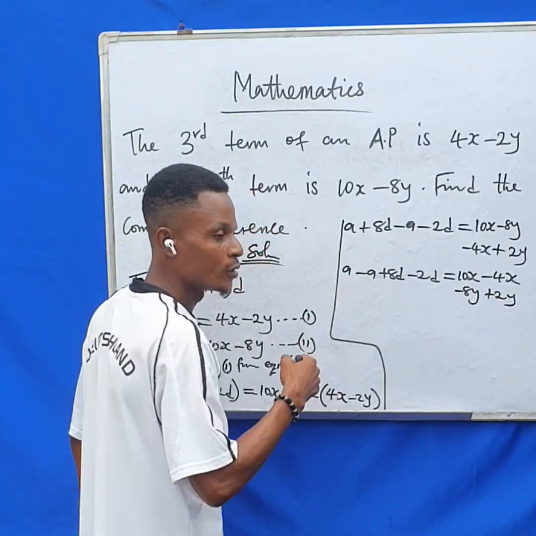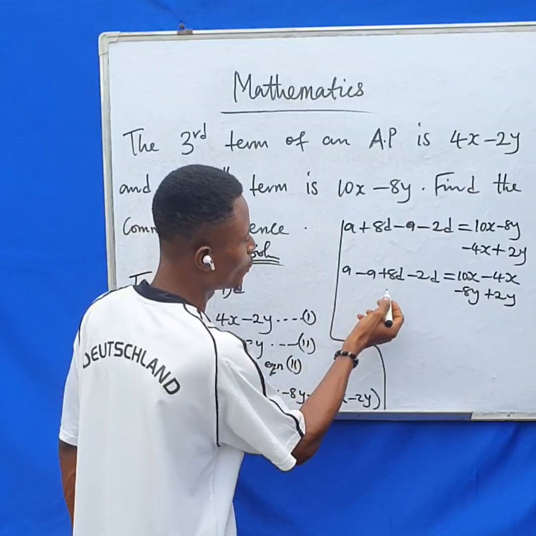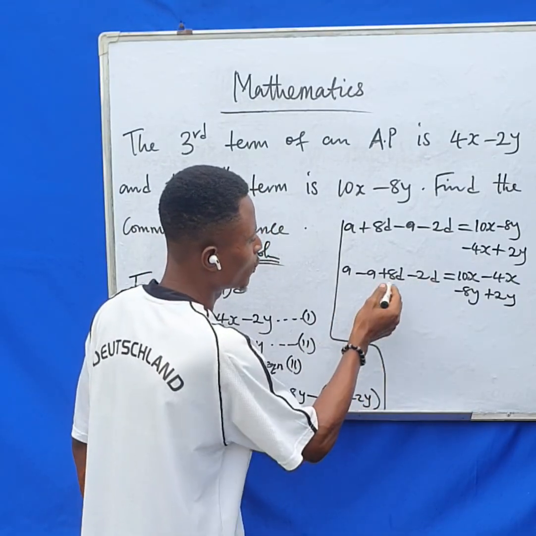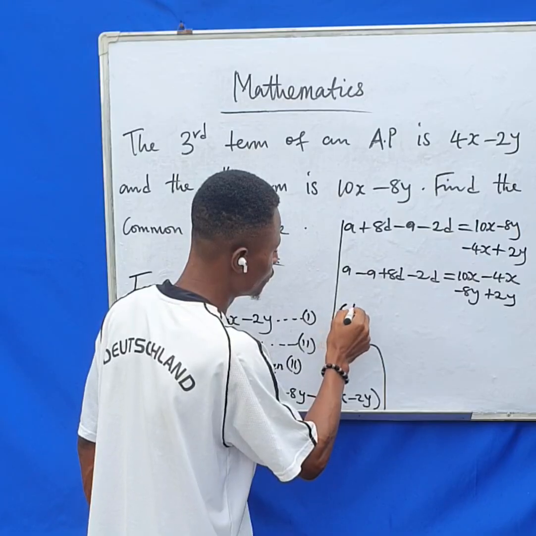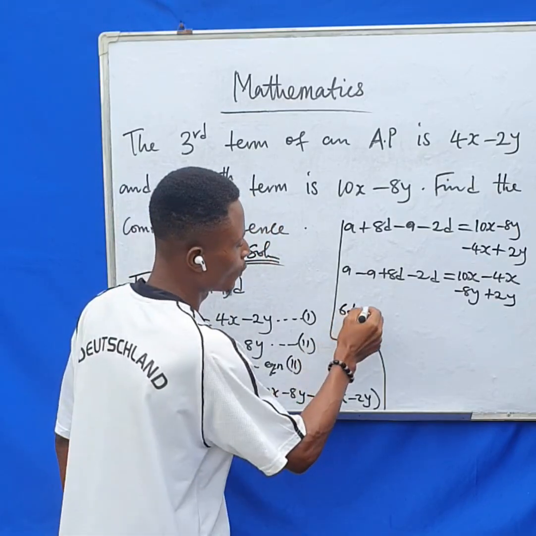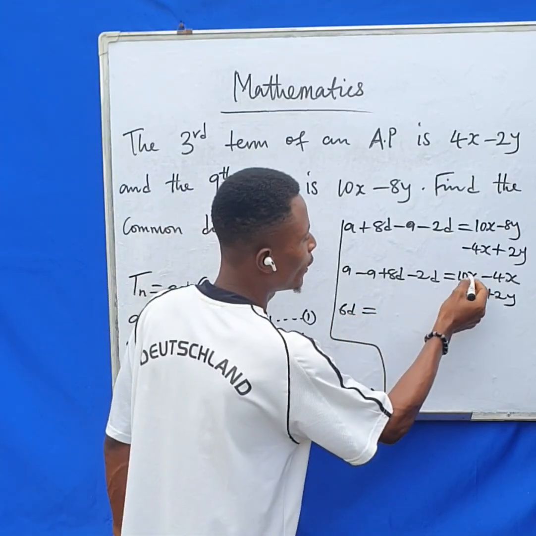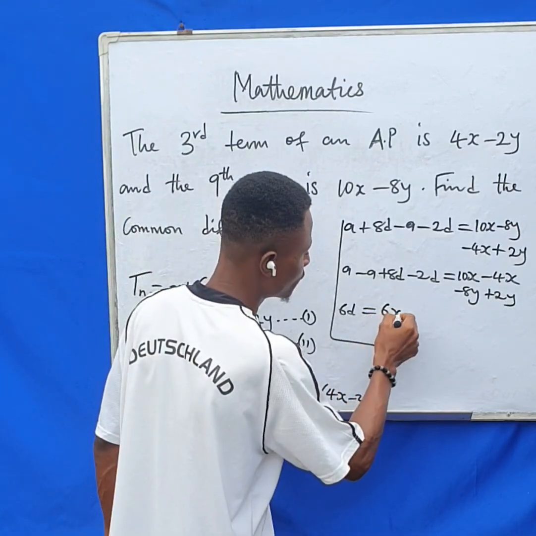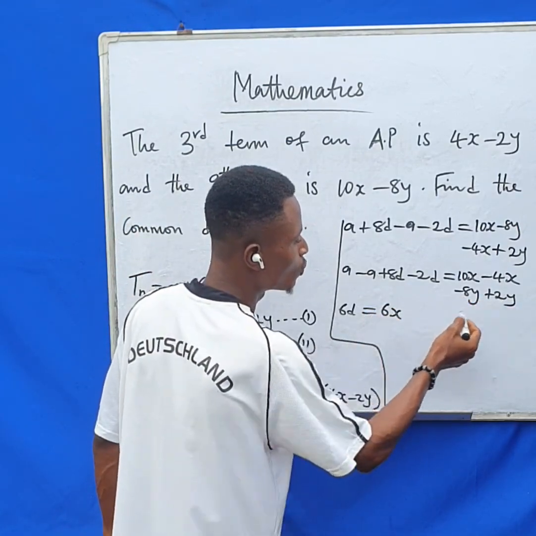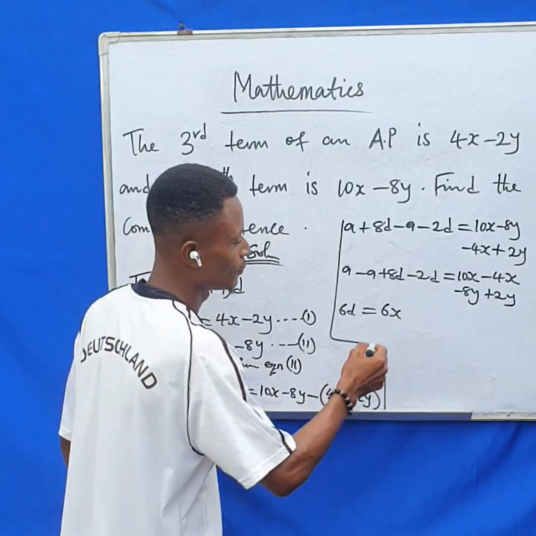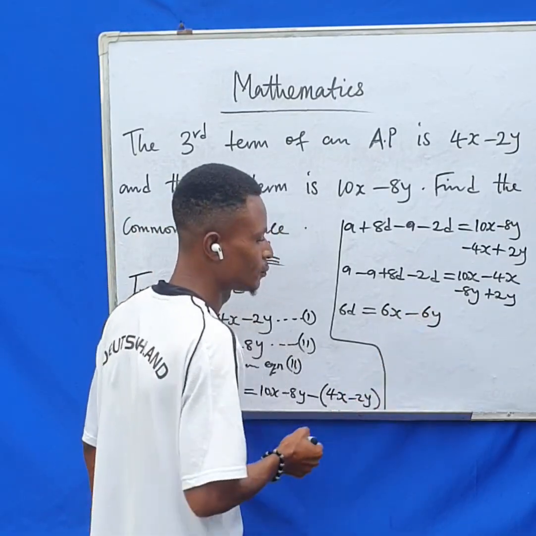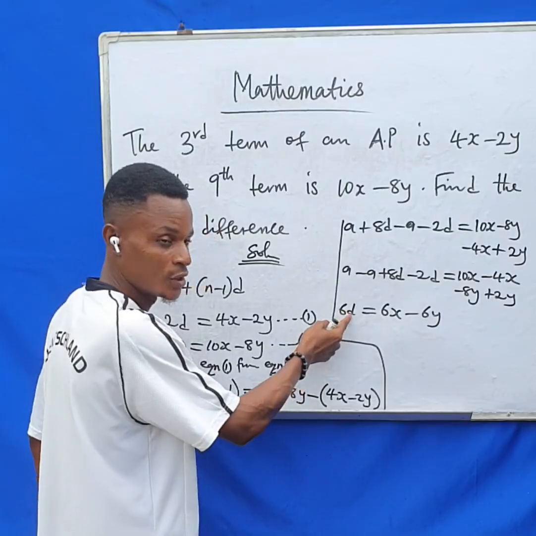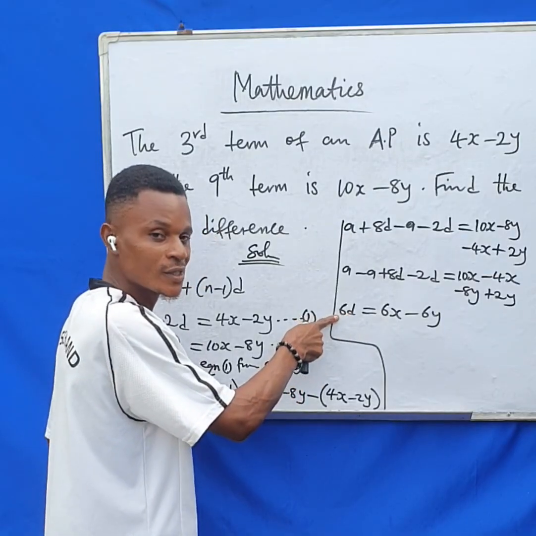Now, a minus a is 0. So that one is gone. We are now left with plus 8d minus 2d. That will give us plus 6d. Then equal to 10x minus 4x will give us 6x. Plus minus 8y plus 2y, that will give us minus 6y. The next thing to do here, remember we are solving for d, but here we have 6d.